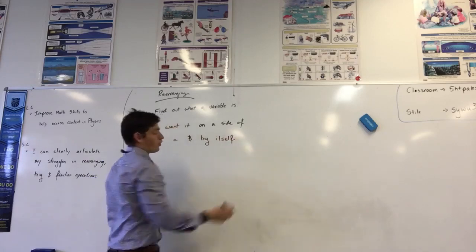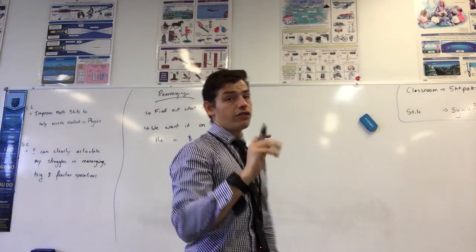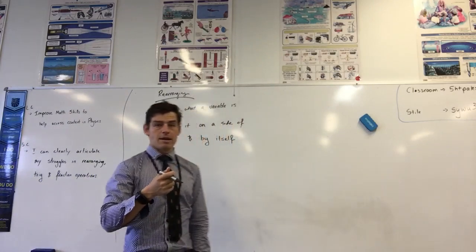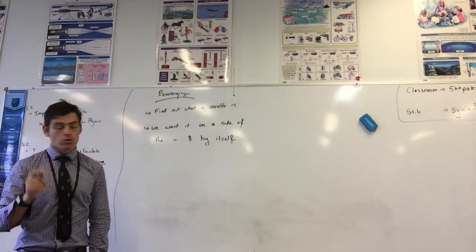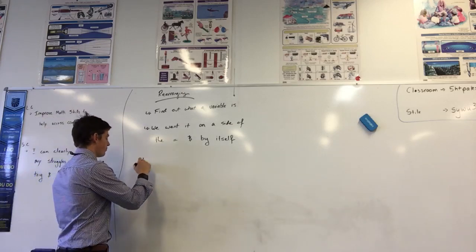So that's what we want. We want something by itself. Do we want it on the bottom or on the top? On the top. So we don't want it in the denominator, we want it in the numerator, if we've got a fraction. Happy with that? Cool. So I'm going to start with the first question because it was probably the easier of them.